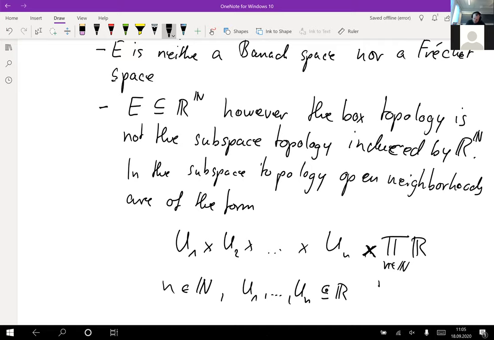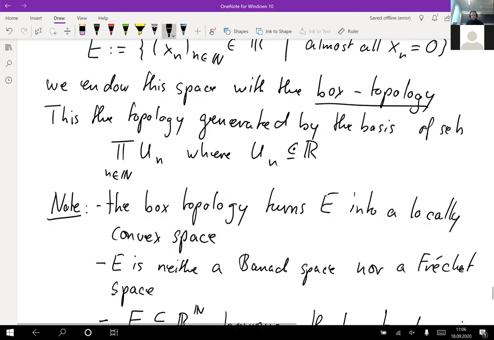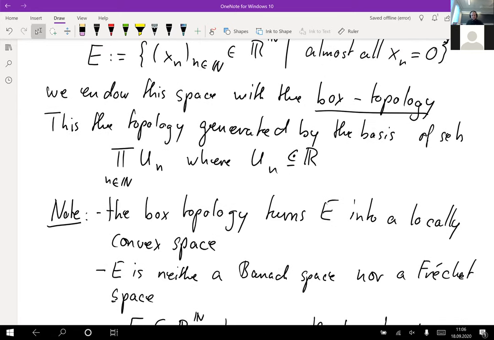Probably should write M in ℕ, M strictly larger than N. So this is a typical open neighborhood in the product topology. The product topology allows us only to control up to finitely many of the components of the sequence, whereas the box topology is much finer than the product topology. It allows us to control every component simultaneously.